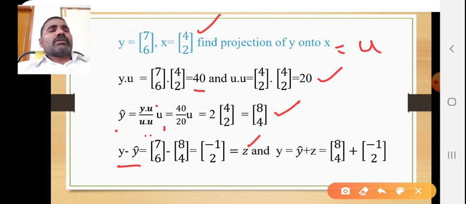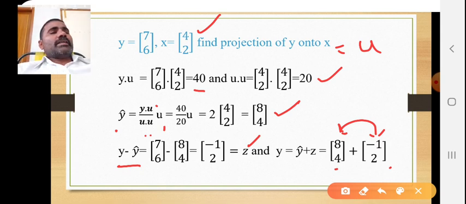Now y is equal to y cap plus z. y cap is (8, 4), z is (minus 1, 2), and these two are perpendicular to each other. This is the perpendicular decomposition of y into two perpendicular vectors. y is decomposed into two perpendicular vectors, y cap and z.